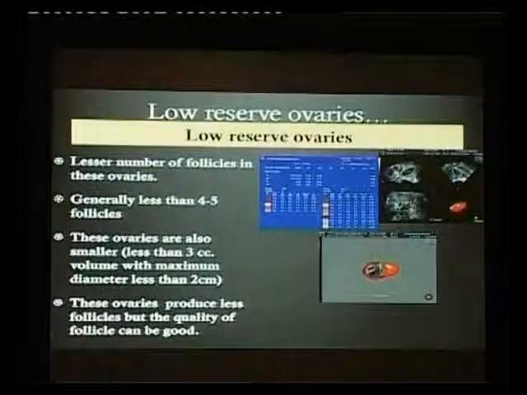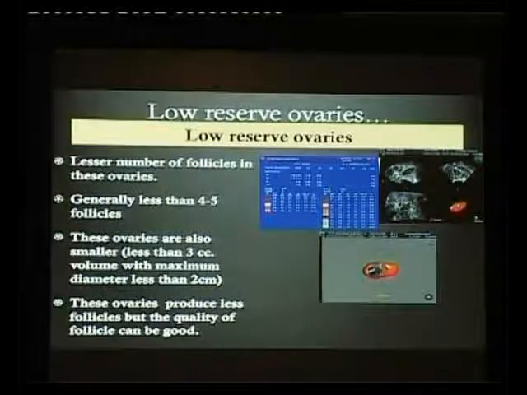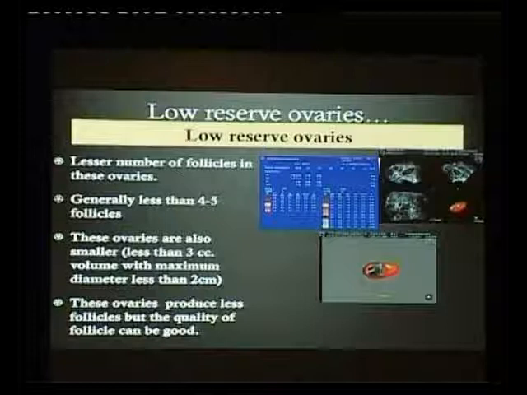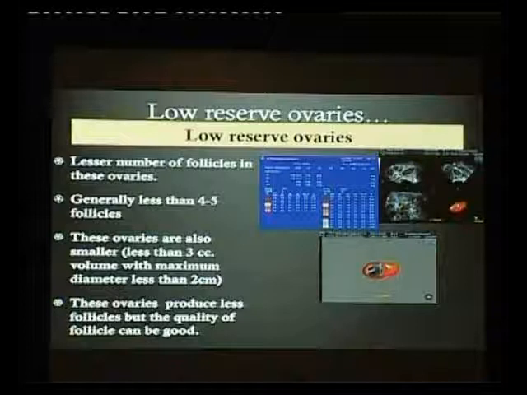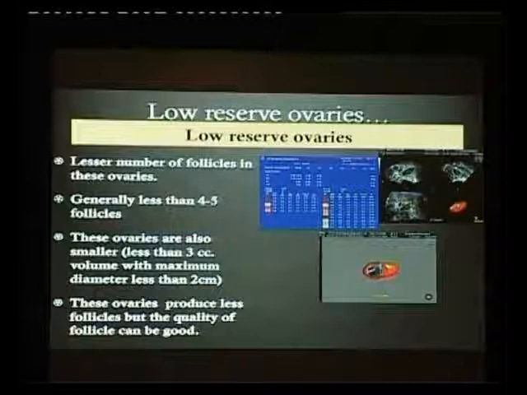But then we must identify the ovaries which are low reserve ovaries. There are lesser number of follicles in these ovaries. Generally they are less than 4 to 5. These ovaries are also smaller in size because of the lesser number of follicles. There's less ovarian reserve. The ovaries tend to be smaller. It is less than 3 cc volume with maximum diameter less than 2 centimeters. These ovaries produce fewer follicles, but the quality of follicles can be good. We must remember that a low reserve ovary can produce good quality follicles.